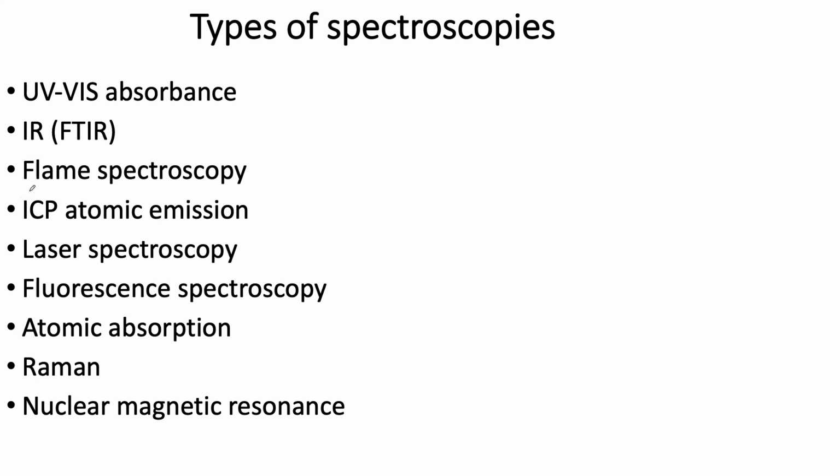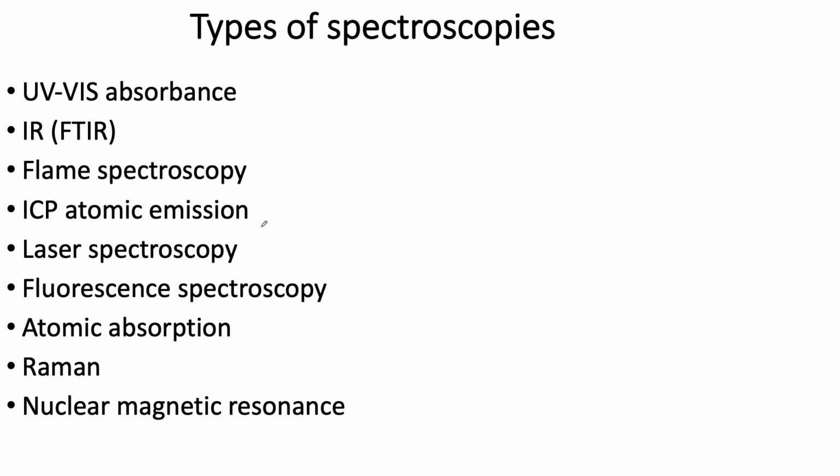You have flame spectroscopy. That's the kind of thing which you may have done in your first semester general chem lab, where you just take some, say, sodium on a wire and you put it into a Bunsen burner and you can see the colors coming out, the different colors. So you put anything into a flame and it's going to emit, and again, these are going to be atomic emissions. So you're looking for various metals mostly in flame spectroscopy.